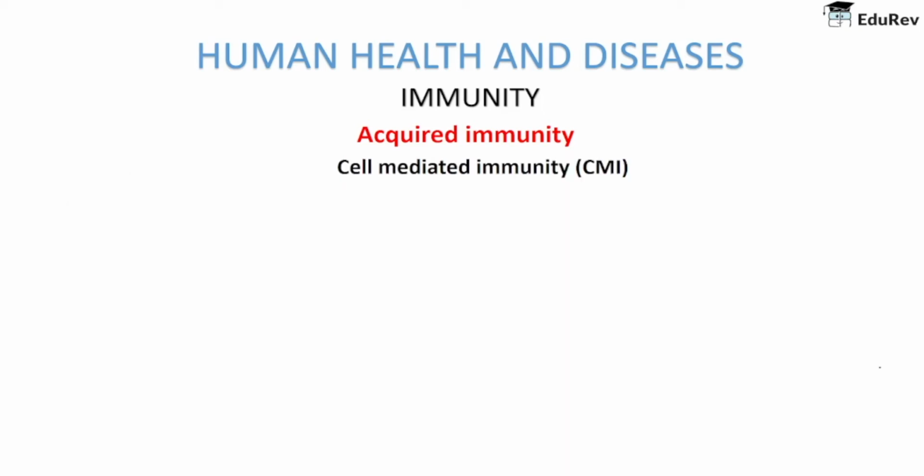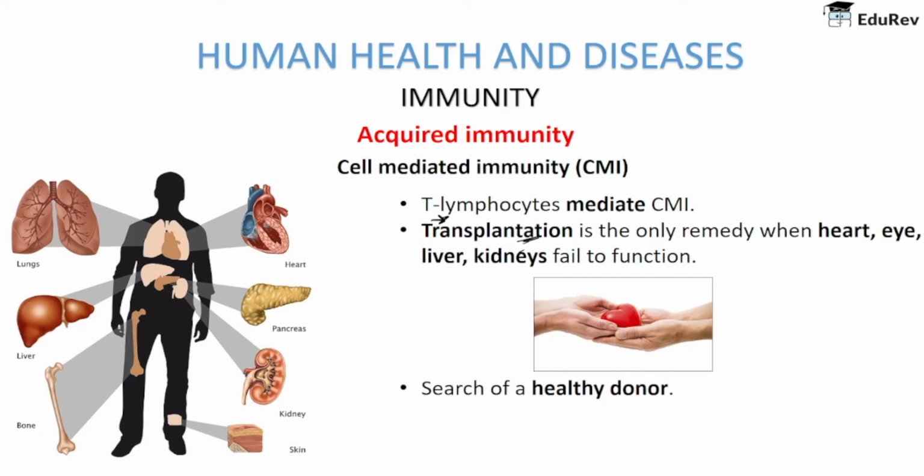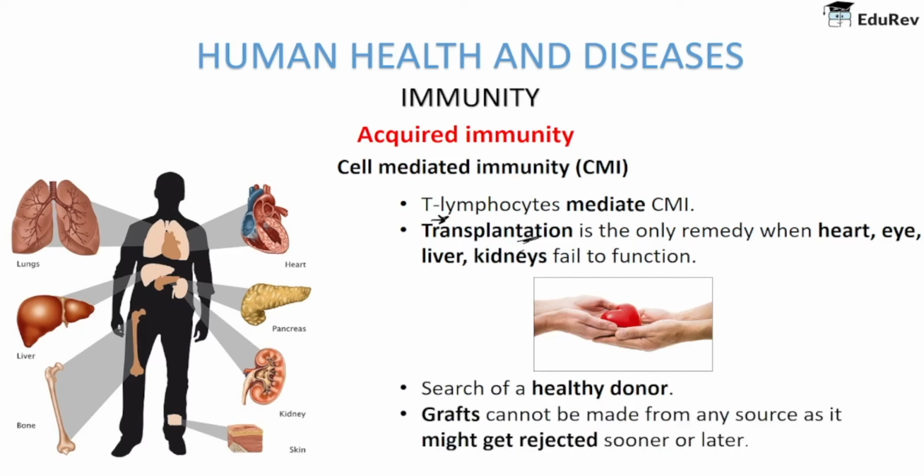Next is the cell-mediated immunity or CMI. CMI is mediated by T lymphocytes. Yes, it is mediated by T lymphocytes. What happens is when heart, eye, liver, kidneys fail to function, then transplantation is the only remedy that can be performed. From there starts the search of a healthy donor, because grafts cannot be taken from any source as they might get rejected sooner or later.